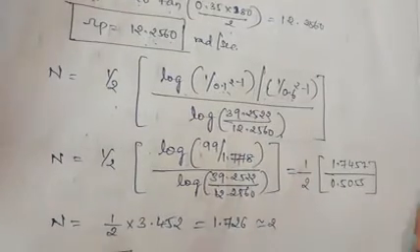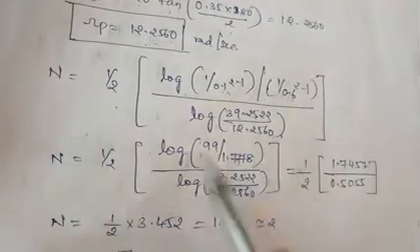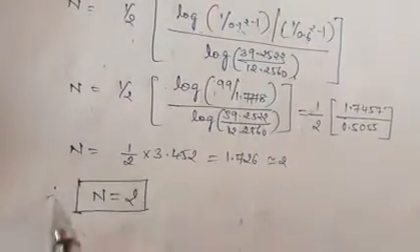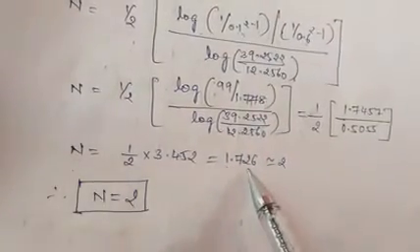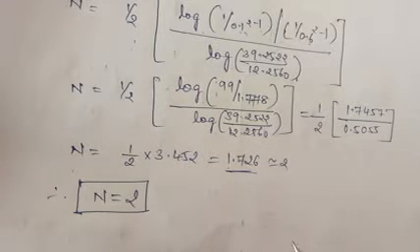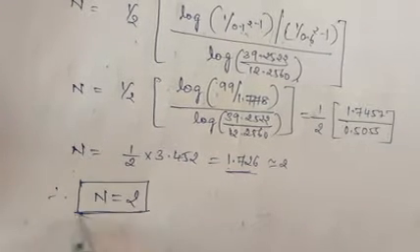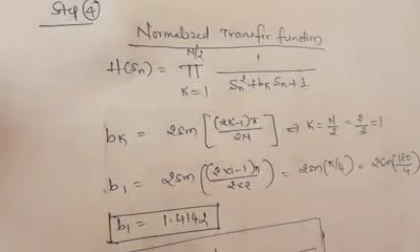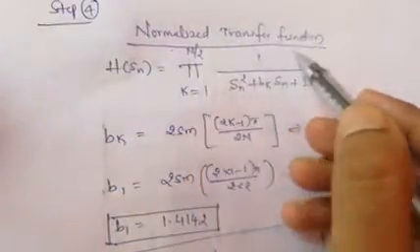Next part is simplification of all these terms. So we are getting N equal to 1.726. We have to round off this value to the next nearest integer value, hence order of the filter becomes 2.